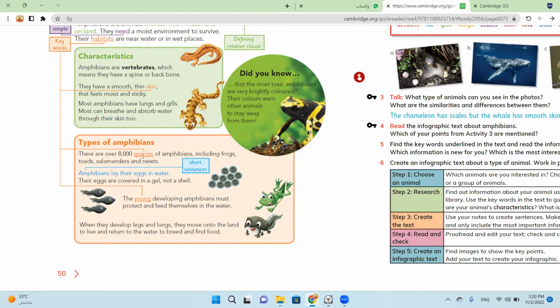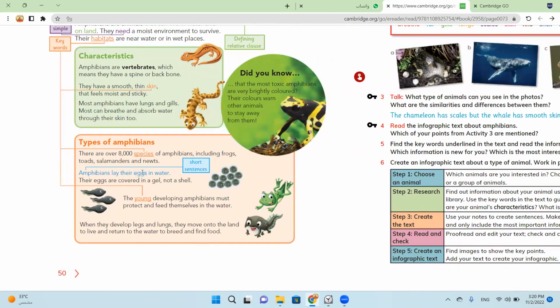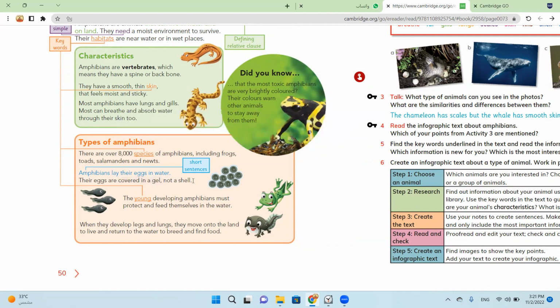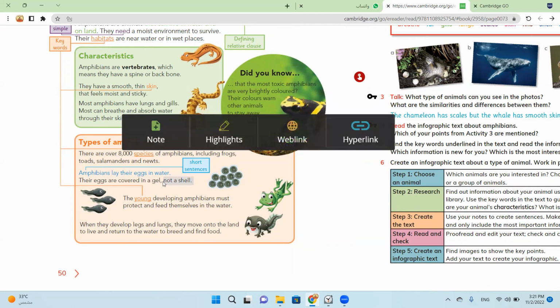Types of amphibians: there are over 8,000 species, including frogs, toads, salamanders, and newts. Amphibians lay their eggs in water, so they are different from other animals who give birth or who put their eggs in a nest, like birds. And this is because their eggs are covered in a gel, not a shell. So they need to be put underwater.